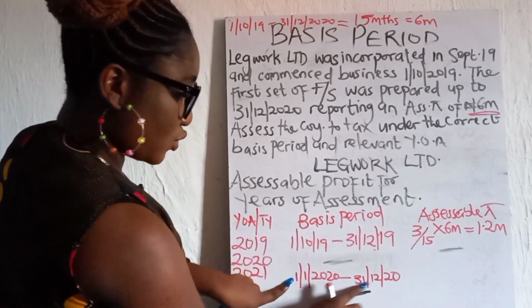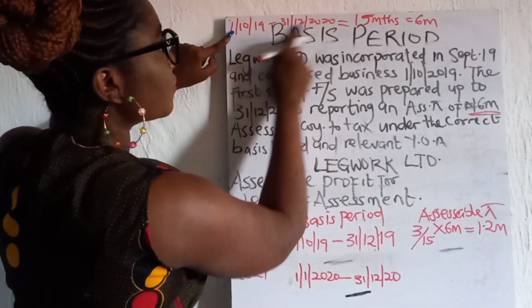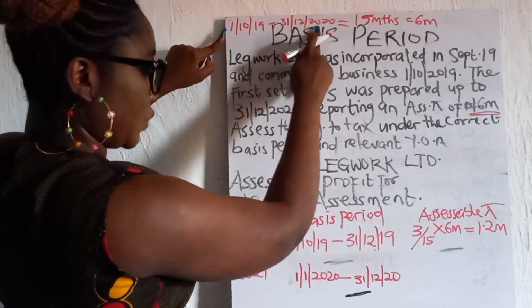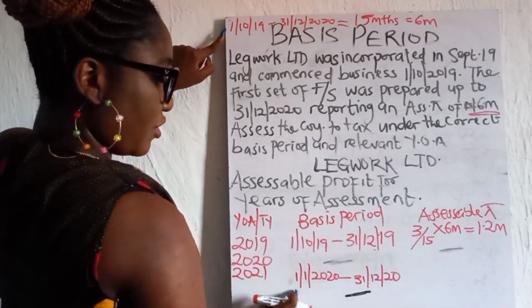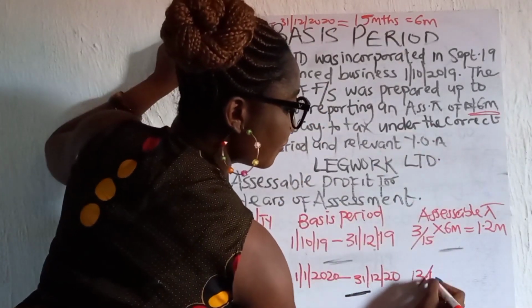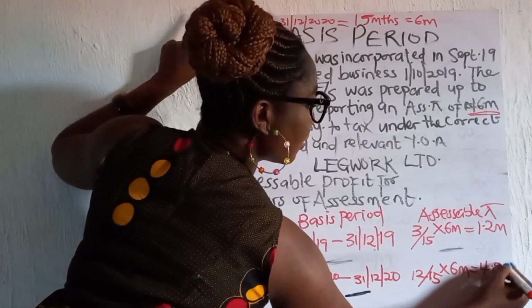So this is 12 months, right? And they told you that the profit given was for 15 months, from 1st of October 2019 to 31st of December 2020. See, that's what you're looking for. But you're looking for it from 1st of January, 12 months. So you say 12 months over 15 months times 6 million, and that will give you 4.8 million.